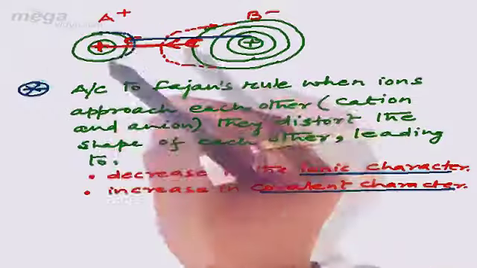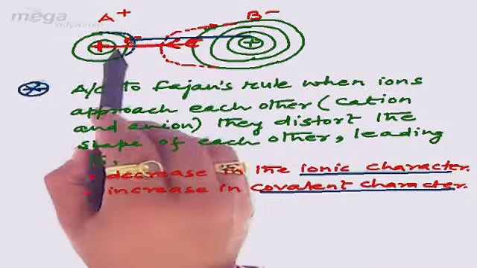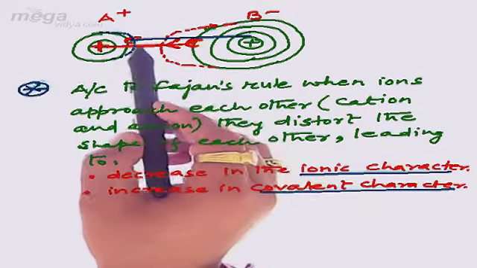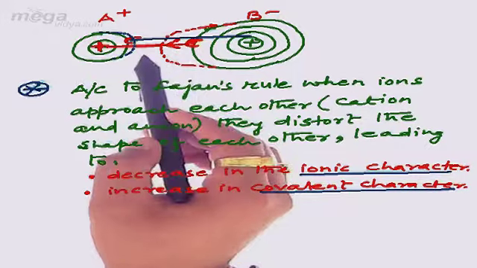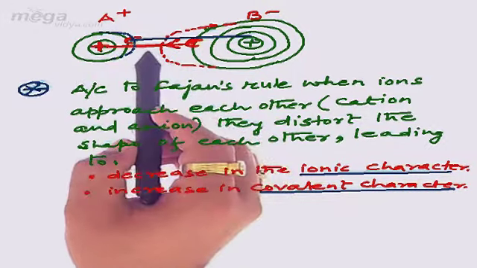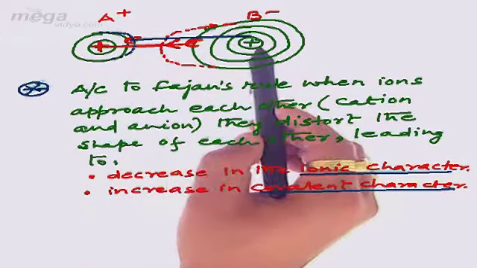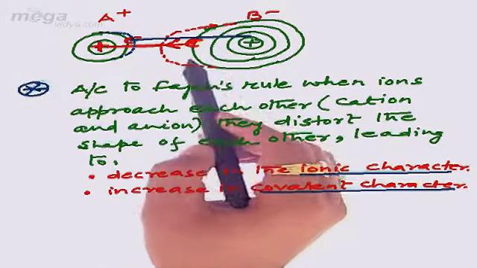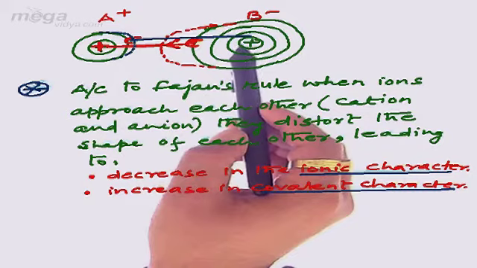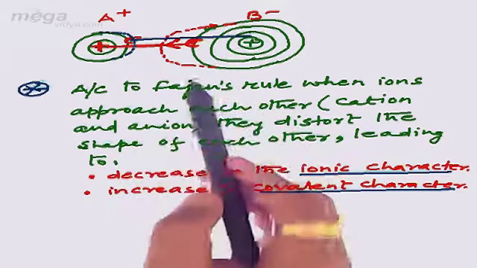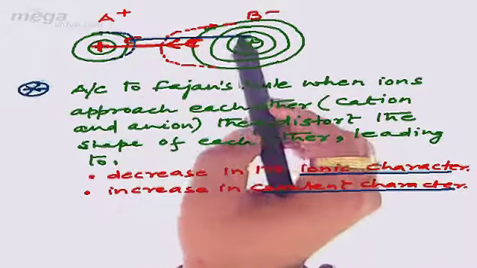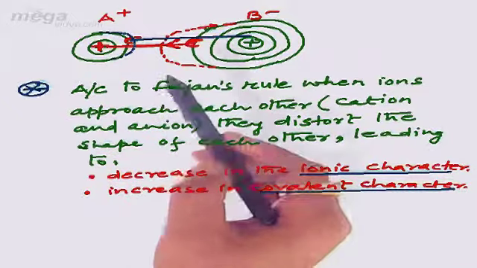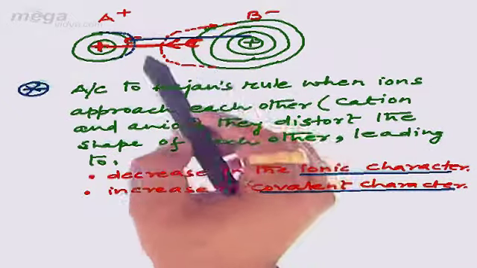So due to the polarization made by the cation to the anion, the valence electron of B negative starts approaching towards A positive, and that leads to an equidistant distribution of the electron cloud between the nucleus of both the ions. Although these ions are approaching each other, where we should have ionic bonding, due to this distortion the covalent character is increasing and hence the ionic character is decreasing. This is what we have to discuss in Fajan's rule: during the approach of ions to form ionic bonding, due to the distortion, the covalent character increases and the ionic character decreases.